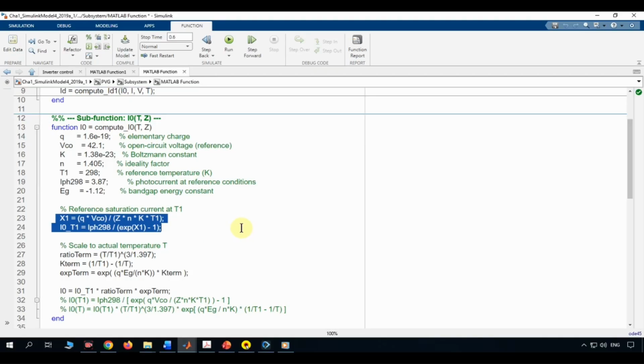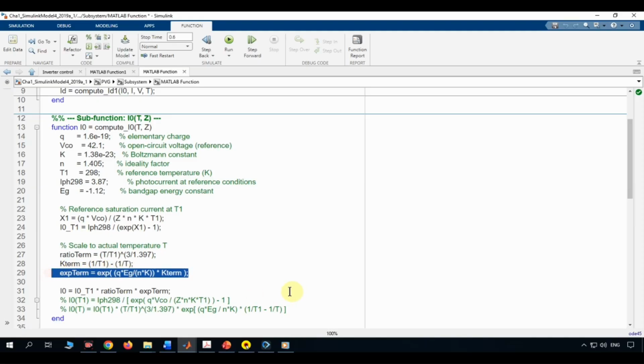Then, the function scales that reference value up or down for the actual operating temperature T, using two correction factors, a power law ratio term, T/T1, raised to 3/1.397, and an exponential term built from the bandgap energy Eg. That Eg value being negative here is deliberate. It reflects how the bandgap term interacts with the exponential to correctly increase saturation current at higher temperatures. This is the same effect that makes semiconductors leakier when they're hot.